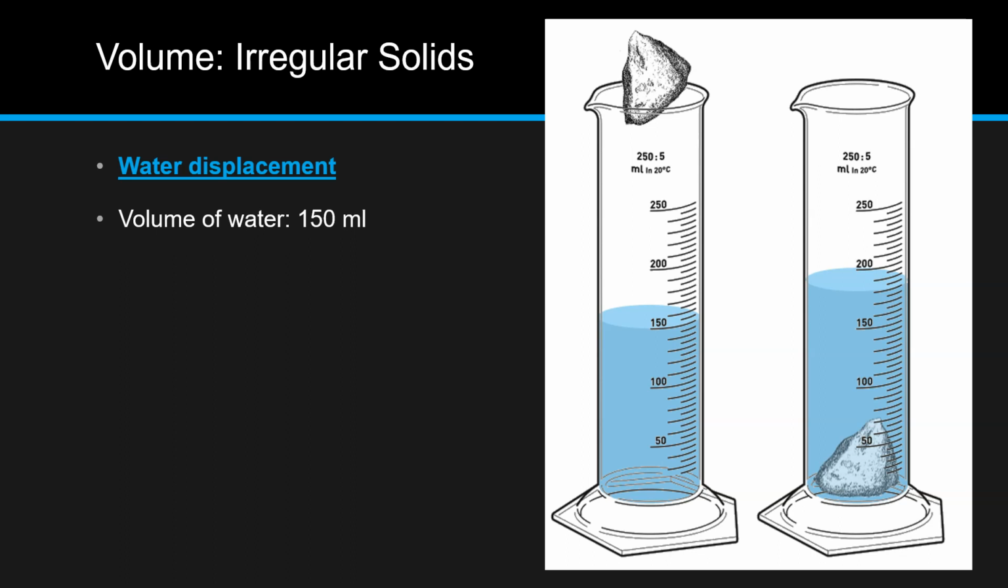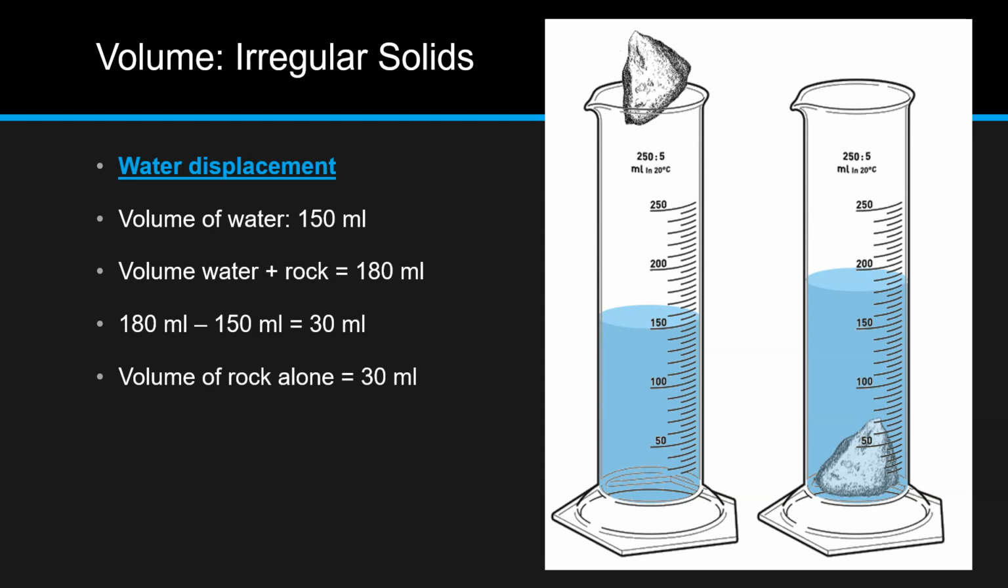Then you would put the rock or other irregularly shaped object into the graduated cylinder with the water. The volume of both the water and the rock together is 180 milliliters. Then all you have to do is find the difference between them by subtracting. 180 milliliters minus 150 milliliters is equal to 30 milliliters. That must mean that the volume of just the rock is 30 milliliters because the water level went up by 30 milliliters to 180 milliliters when the rock was added to the 150 milliliters of water.